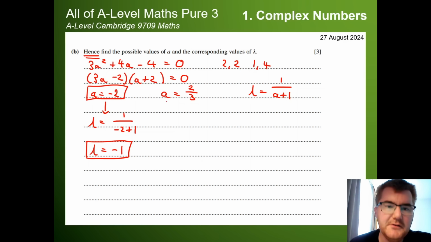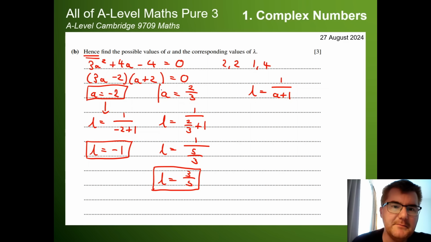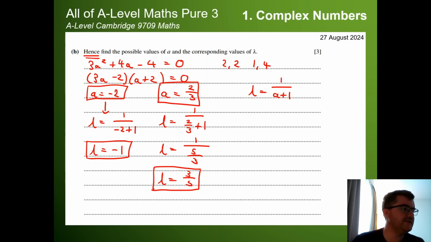And if a is equal to 2/3, then we get the same idea, 1 over 2/3 plus 1. It's a bit of fraction work. This is 3/3, so that's going to be 5/3. And therefore lambda is equal to 3 over 5. And that gives me my second pair of answers, 2/3 and 3 over 5.